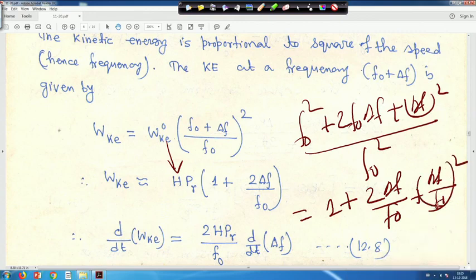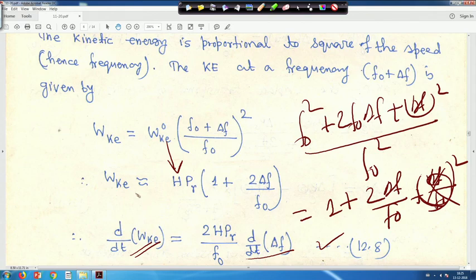But (delta F upon F0) square is a very small quantity, so this term is dropped. Therefore, this equation is written as 1 plus 2 into delta F upon F0. And you know that the rate of change of kinetic energy is power, so you take the derivative with respect to time. If you do so, it will be 2 HPR divided by F0 into d dt of delta F. So, this is equation 8.